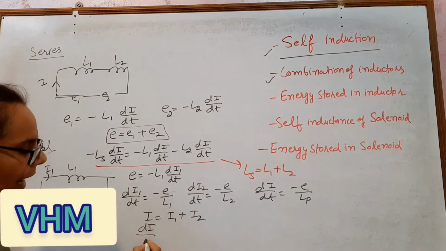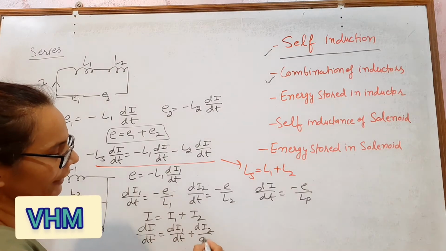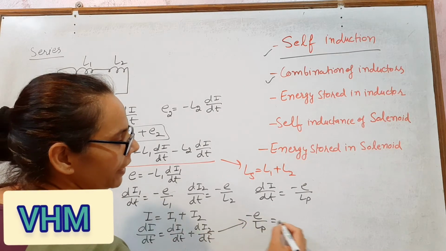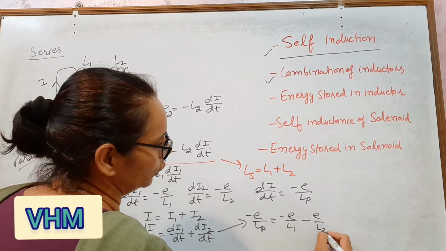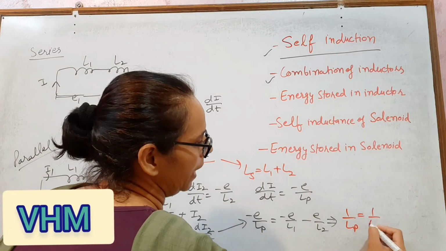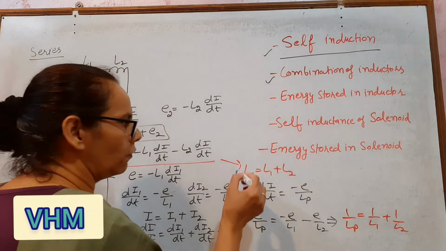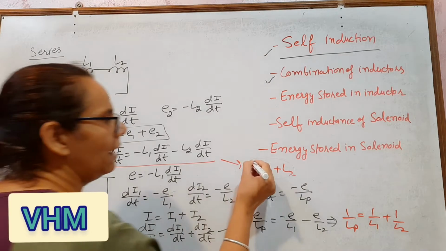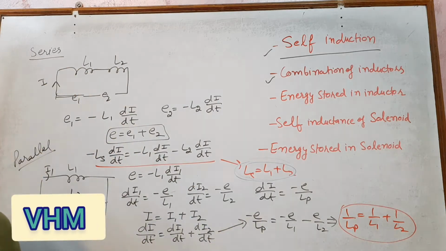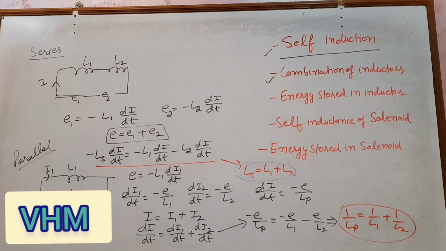That is di upon dt equals di1 upon dt plus di2 upon dt, and when we put the values here, E upon LP equals E upon L1 plus E upon L2. What do we have as the result? 1 upon LP equals 1 upon L1 plus 1 upon L2. So when we consider the series combination, we have this combination, and when we consider the parallel combination, we have this one. So our combination of inductors is series and parallel.